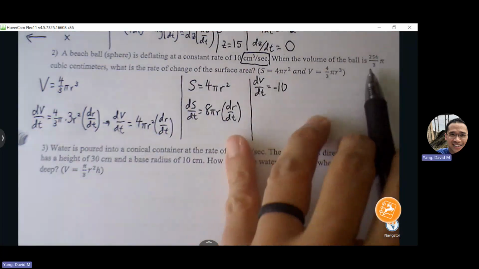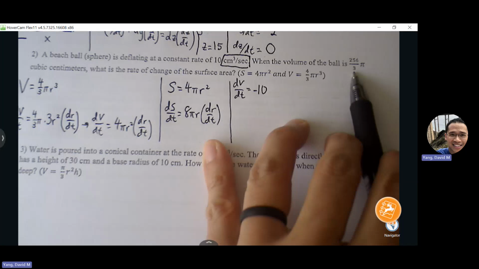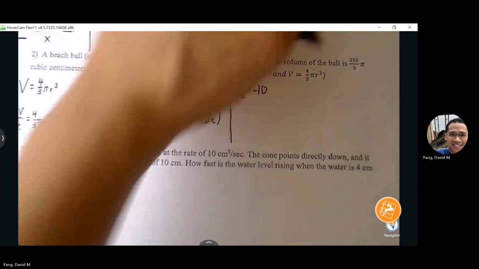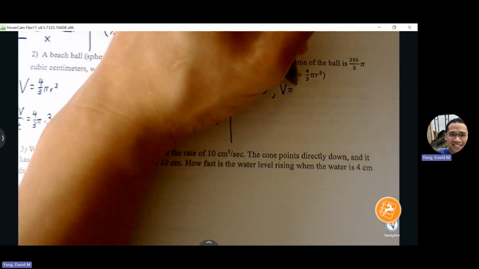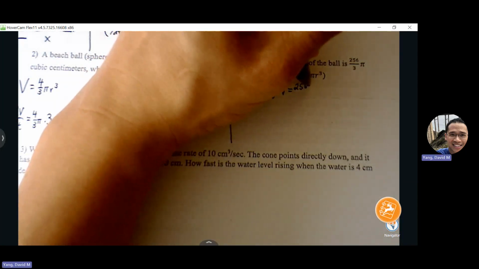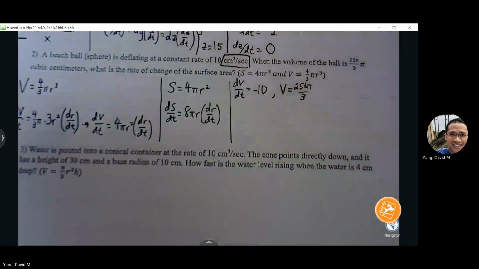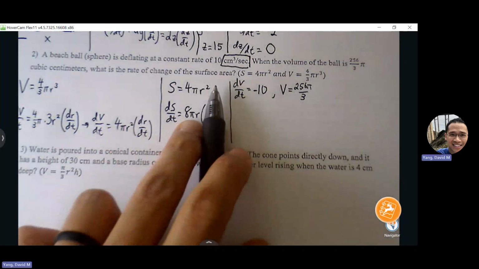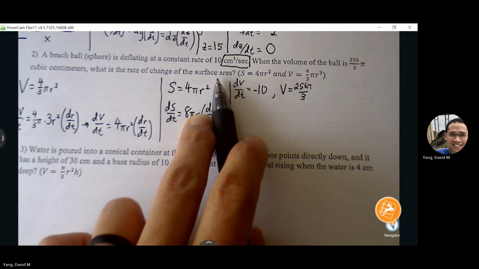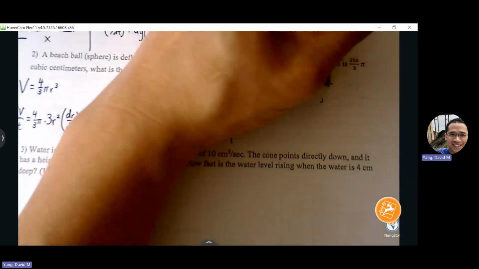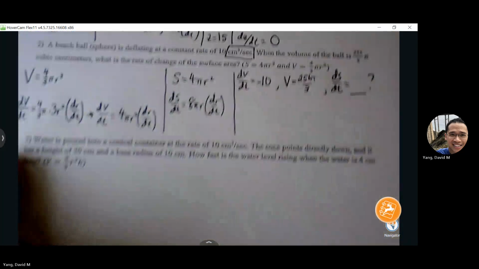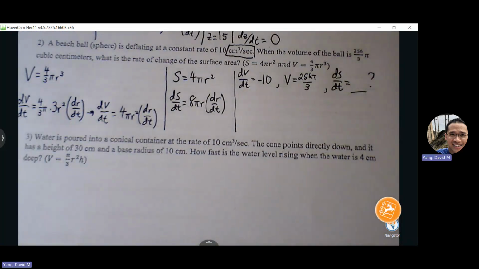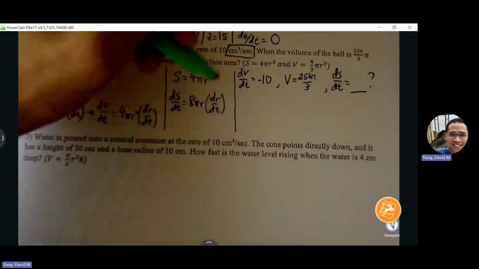Right. When the volume of the ball is 256 pi over 3, that's just V, right? What is the rate of change of the surface area? What are we looking for? The dS/dt. Okay, so that's the unknown. So here's our ultimate goal: our ultimate goal is to solve for dS/dt.